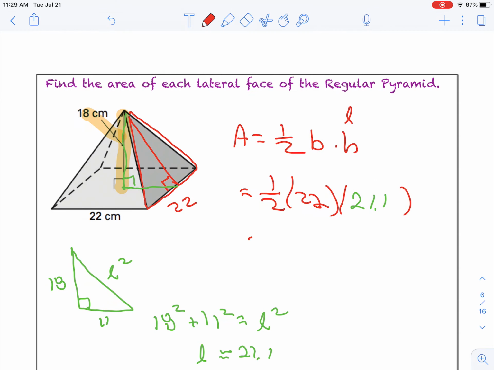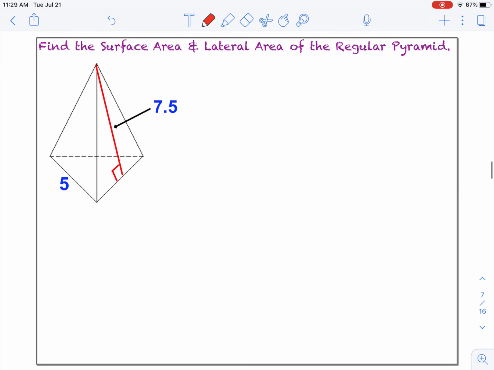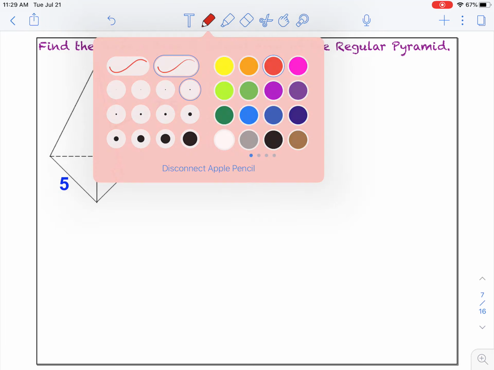The area is 232.1 centimeters squared. Okay, so that one was just finding one. This is going to find the total surface area and lateral area. So let's start by writing the formula just for practice.